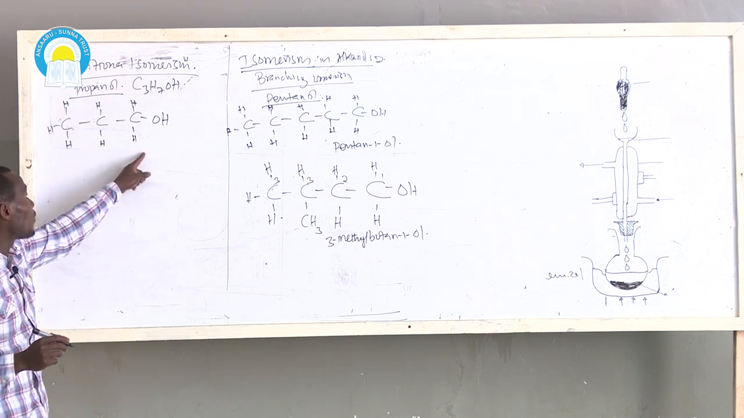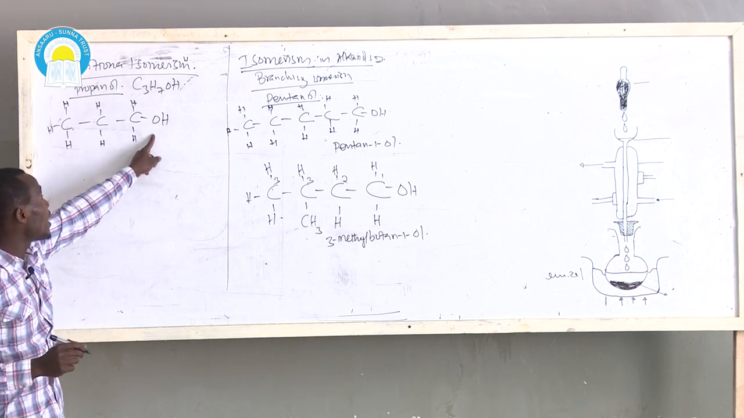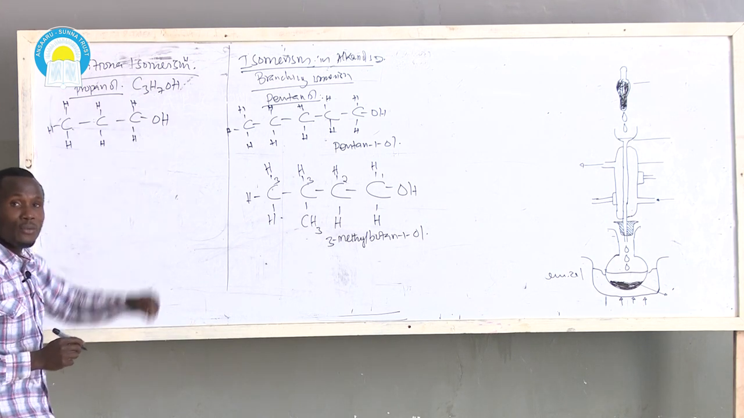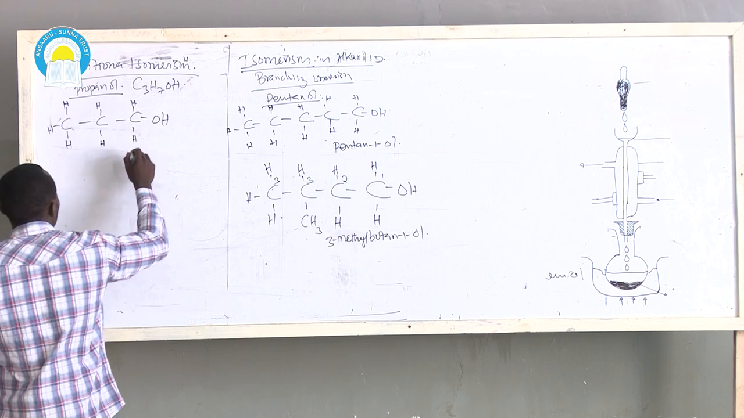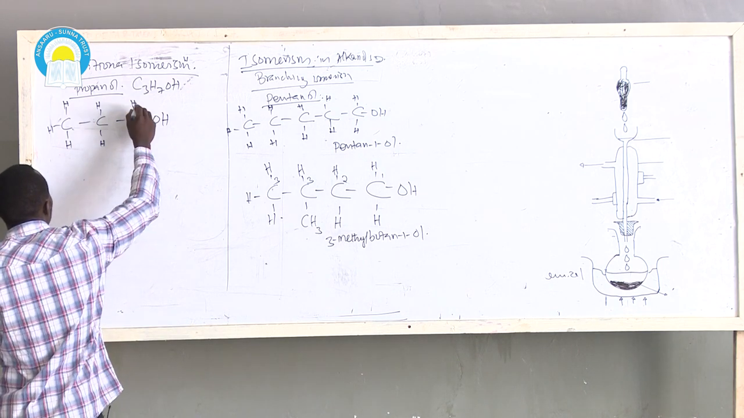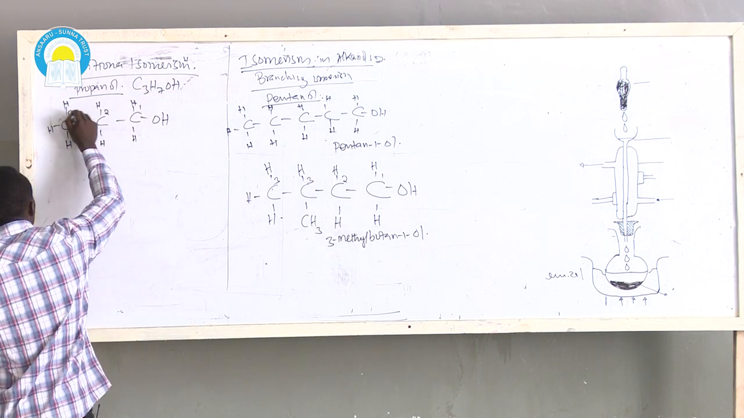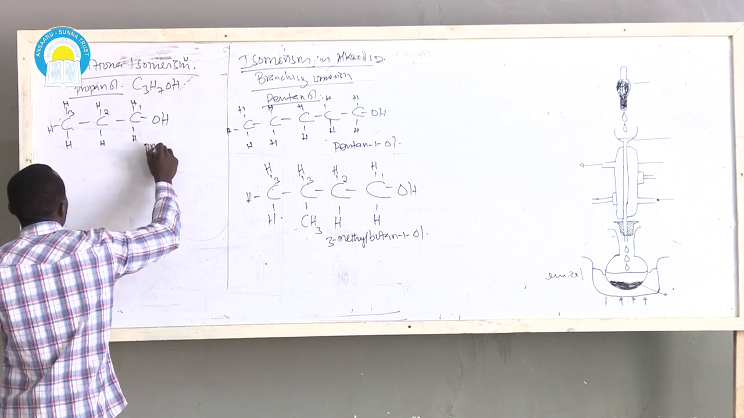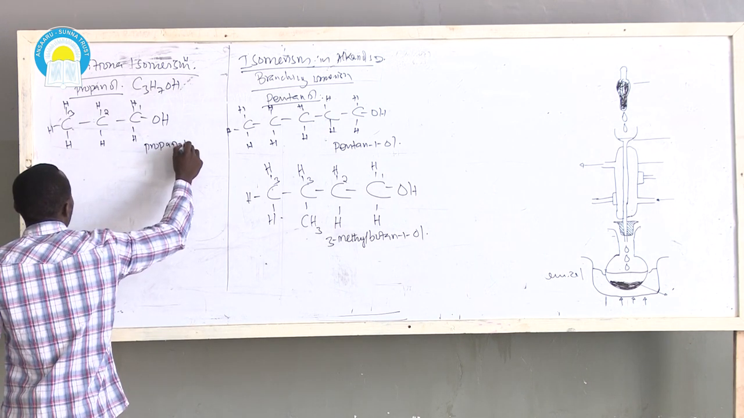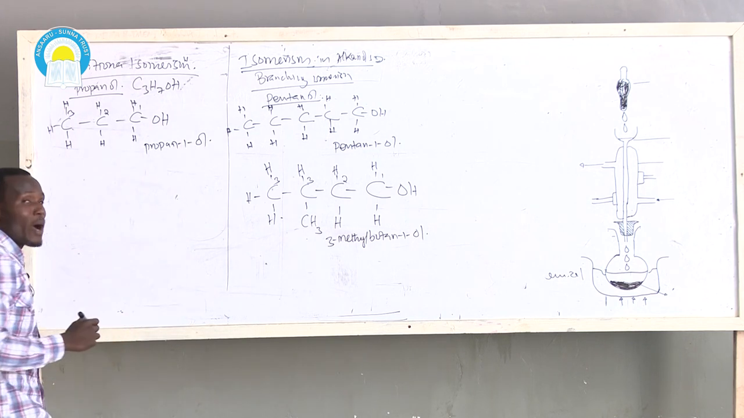When it comes to naming of this, our OH is nearer from this end. Therefore, our naming is going to start from this end, carbon number 1, carbon number 2, carbon number 3. Therefore, we call it propan-1-ol.